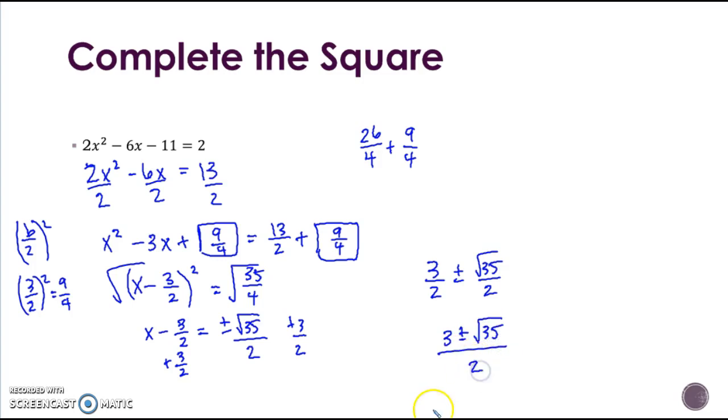all over 2. Now again, you should be making sure that you can't simplify that radical anymore, but if I were to simplify the square root of 35, the only thing that goes into 35 is 5 and 7. So again, I can't simplify it, so we'll leave it as a square root of 35. And then this is my answer.